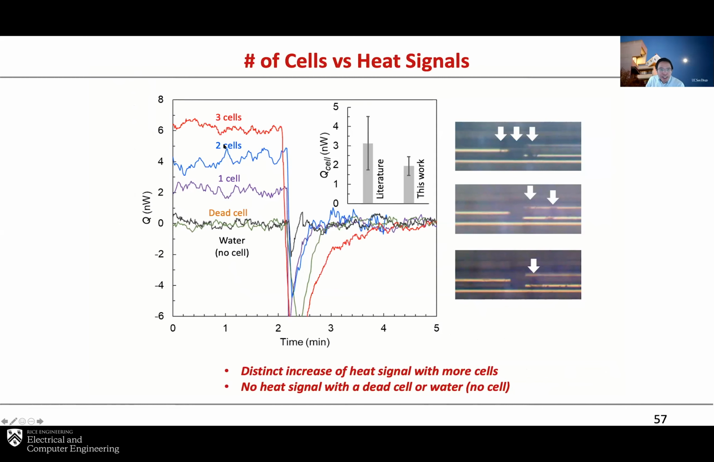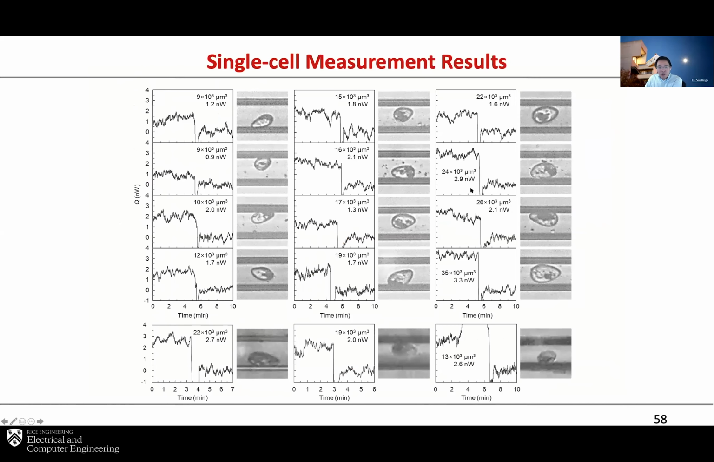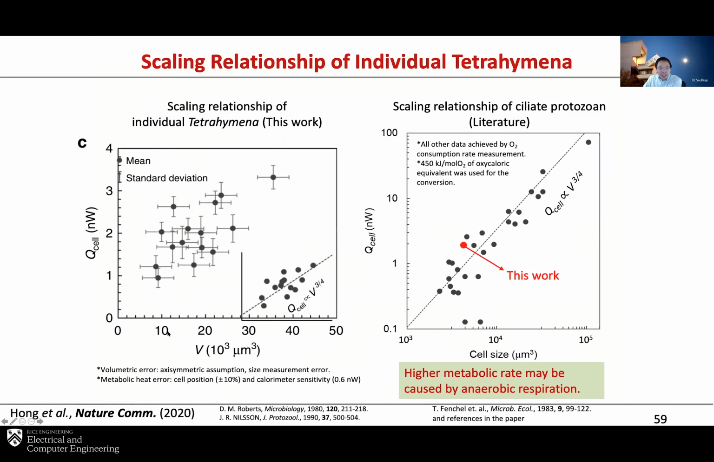So we can measure 3 cells, 2 cells, 1 cell, and as a control, no cell or dead cells, which don't produce heat. And we can do all this measurement with a lot of cells. Eventually, you can get this plot of heat generation per cell. You can see it's on the order of 1 to 3 nanowatt as a function of the size, the volume of the cell, for different single cells. And you can see there's a nice correlation.